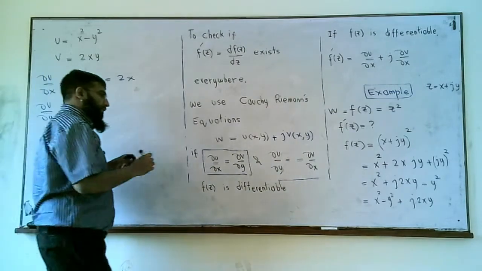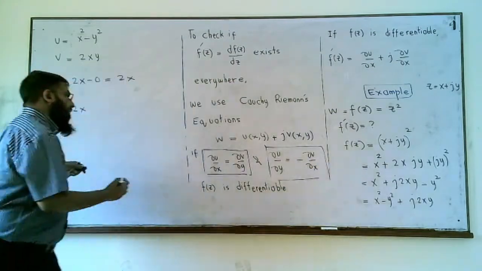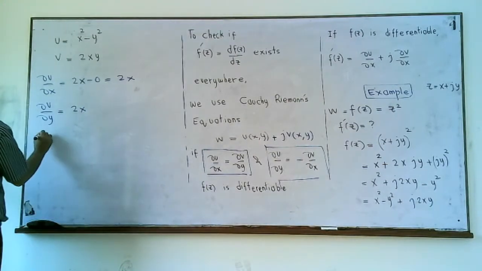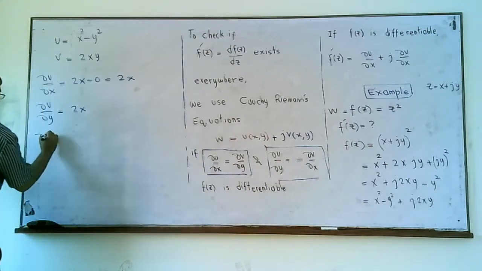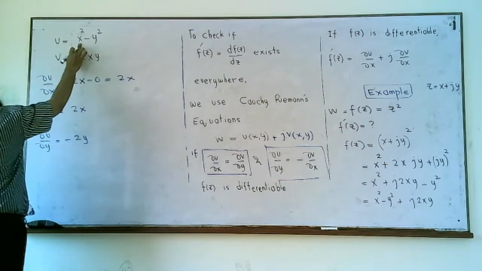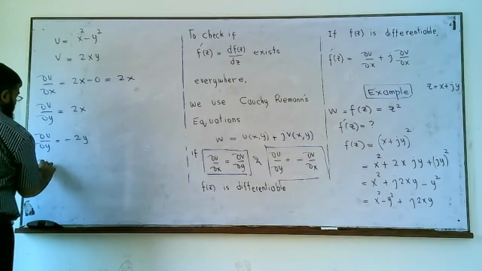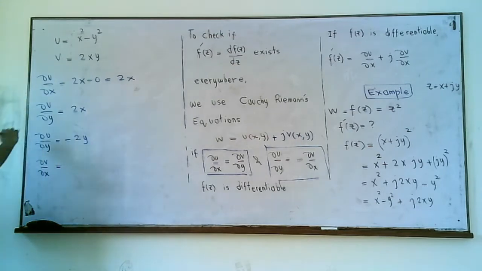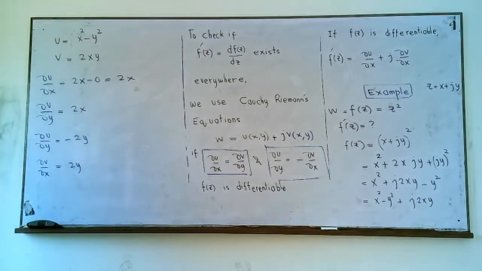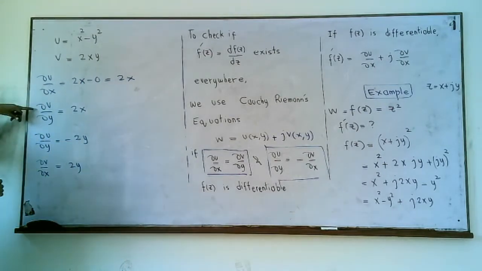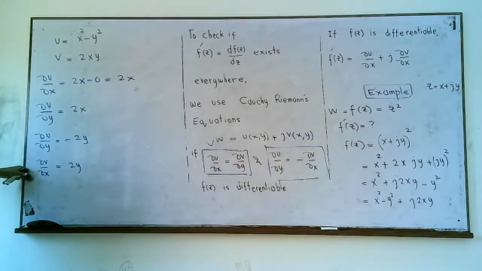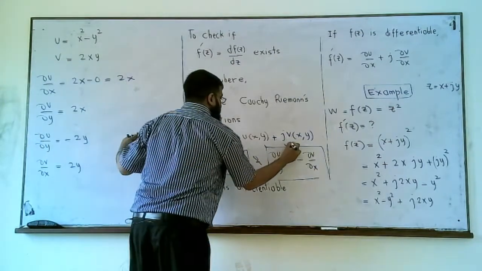Let's now check the second condition, partial u over partial y, whether it is equal to the negative of partial v over partial x. Partial u over partial y is minus 2y, since x squared would be treated as a constant, and partial v over partial x is 2xy, where 2y would be treated as a constant times x, which is 2y. Right. So since partial u over partial x is equal to partial v over partial y, this condition is satisfied, and partial u over partial y is the negative of partial v over partial x. This condition is also satisfied.